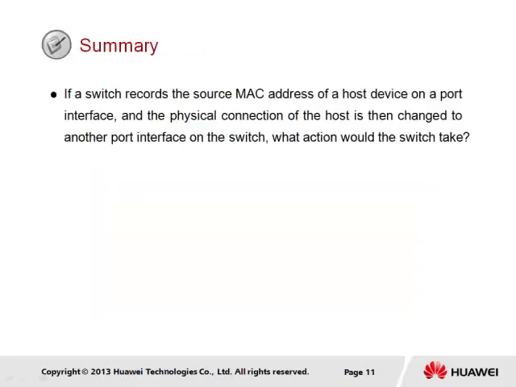In summary for this section, we just have one question here, and this asks, if a switch records the source MAC address of a host device on a port interface, and the physical connection of the host is then changed to another port interface on the switch, what action would the switch take?